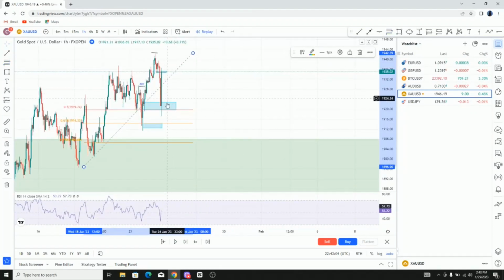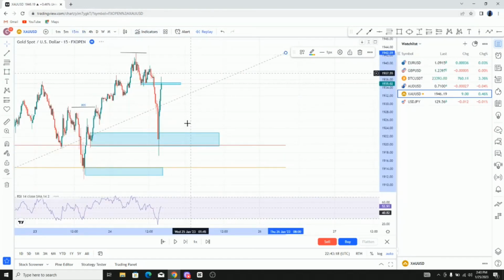You can see it's on the 50. It's on the 50, which is the 50% retracement. That is why I knew that was also a sign for me to take the buy. So I just took the buy. Let's go back to the 15 minutes. I took the buy and look at what happened. It started going in my direction.